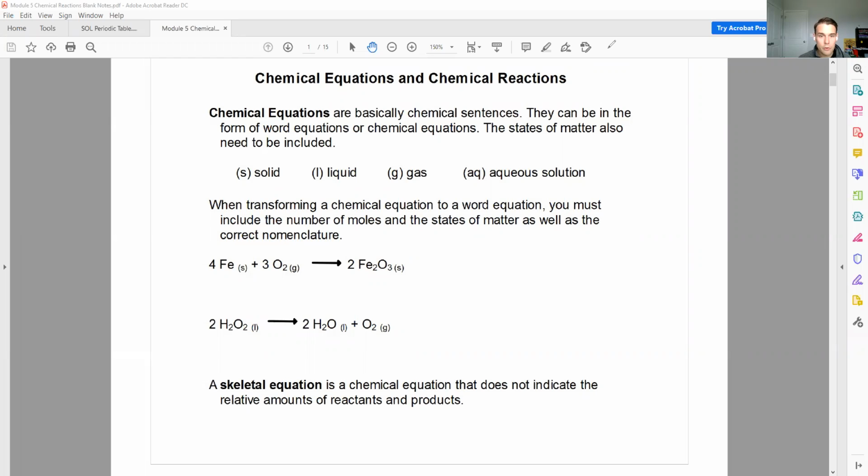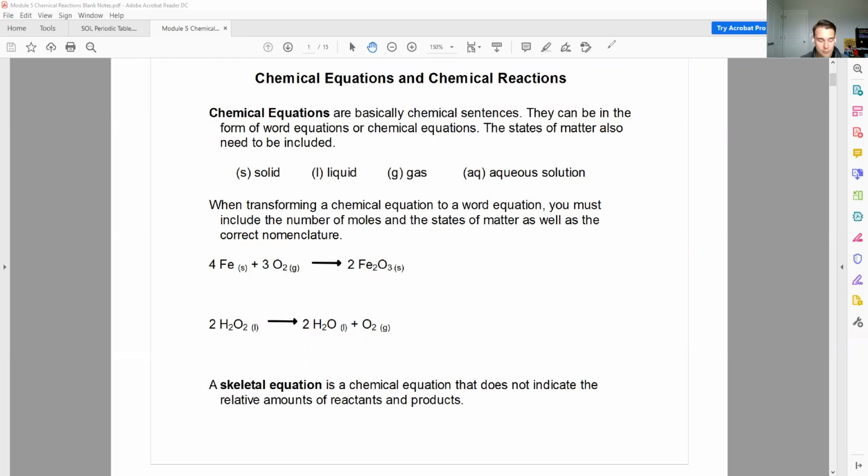This module we're going to be doing is on chemical reactions, and we're going to start off by looking at chemical equations, which we should already be familiar with. Chemical equations are basically chemical sentences. They can be in a form of a word equation or chemical equations. The states of matter also need to be included.